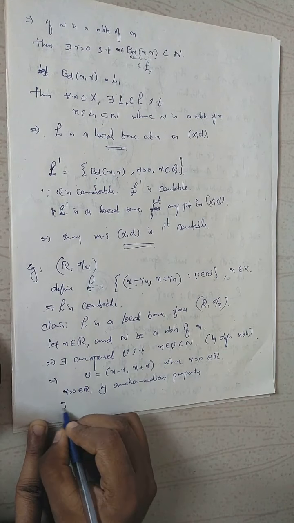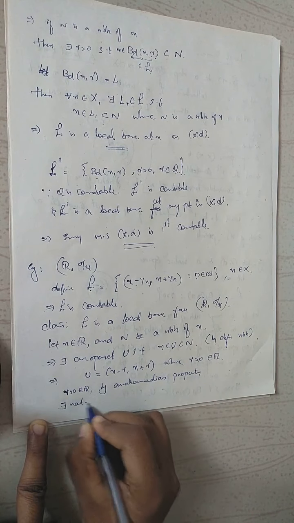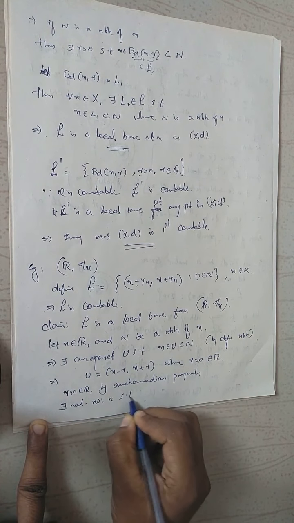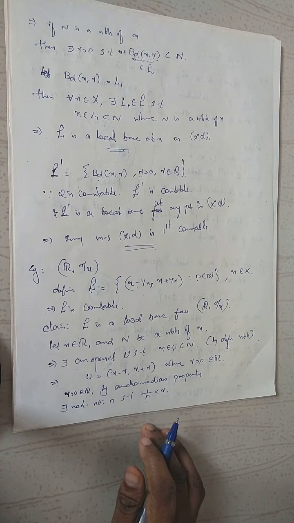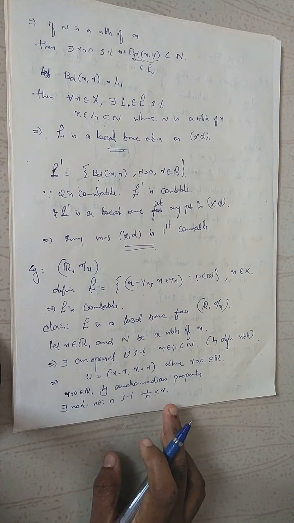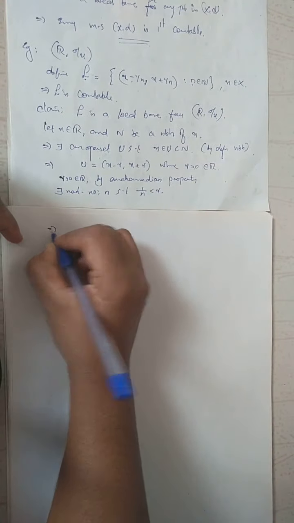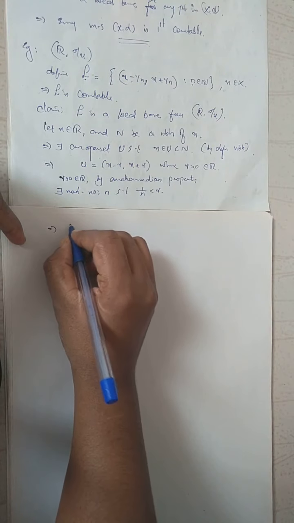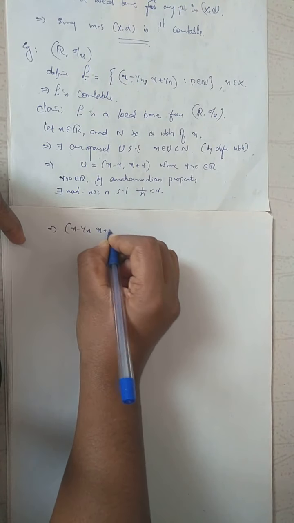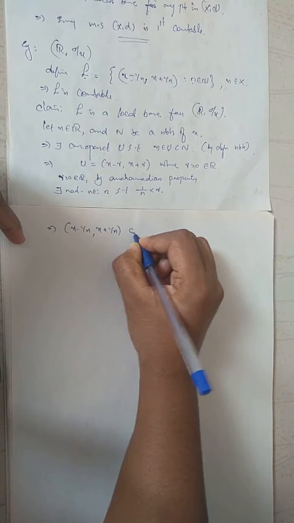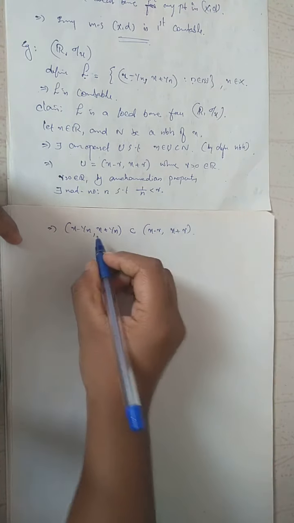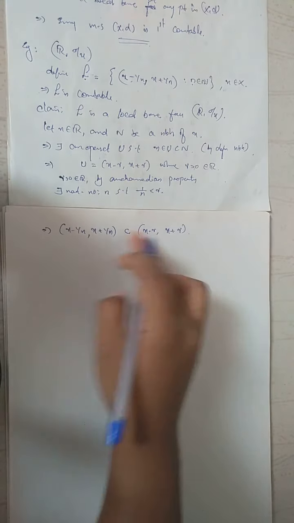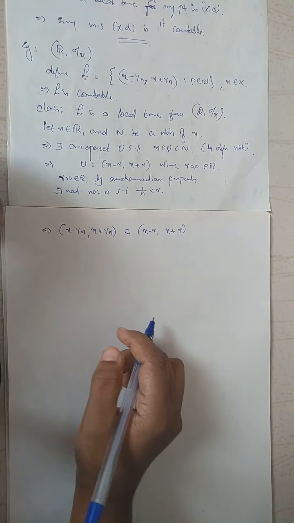There exists a natural number n such that 1 by n is less than r. By using the Archimedean property, I can write 1 by n will be less than r. So 1 by n is less than r means what will happen to this interval? The interval x minus 1 by n, x plus 1 by n will be contained in x minus r, x plus r, because r is greater than 1 by n.